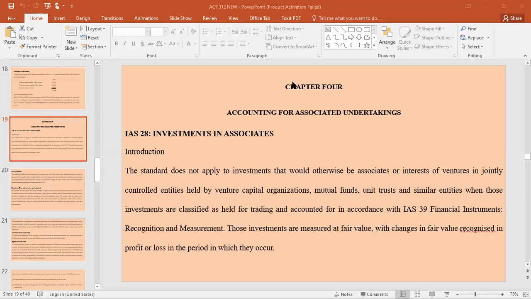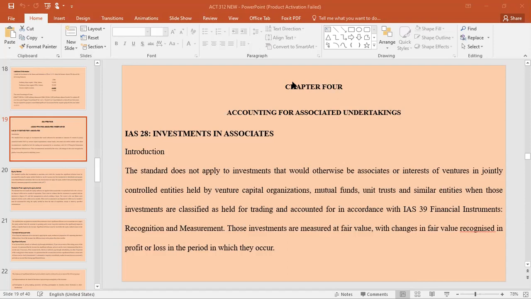So if you were supposed to calculate the appropriate percentage holding, and you end up determining that the percentage holding is between 20 and 50%, then you are going to prepare the consolidated books of account using the accounting for associate undertakings method.